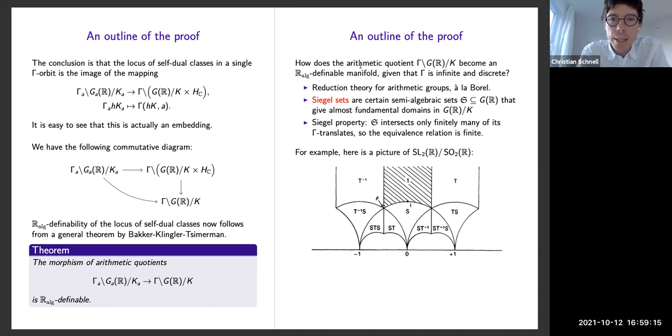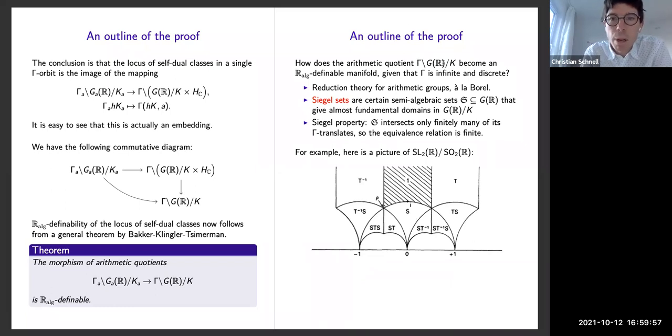Again, there's a small subtlety, because when you say that this arithmetic quotient is an R-alg definable manifold, this is more complicated than it looks, because it involves a quotient by a group gamma, and gamma is infinite and discrete. So a naive approach would be like this: G(R) is the set of real points of an algebraic group. That's clearly a real algebraic, an R-alg definable manifold. The quotient by K is an R-alg definable manifold. But then you quotient out by gamma, and gamma is infinite discrete. So then you leave the world of definable stuff. So this is not how the quotient is taken.